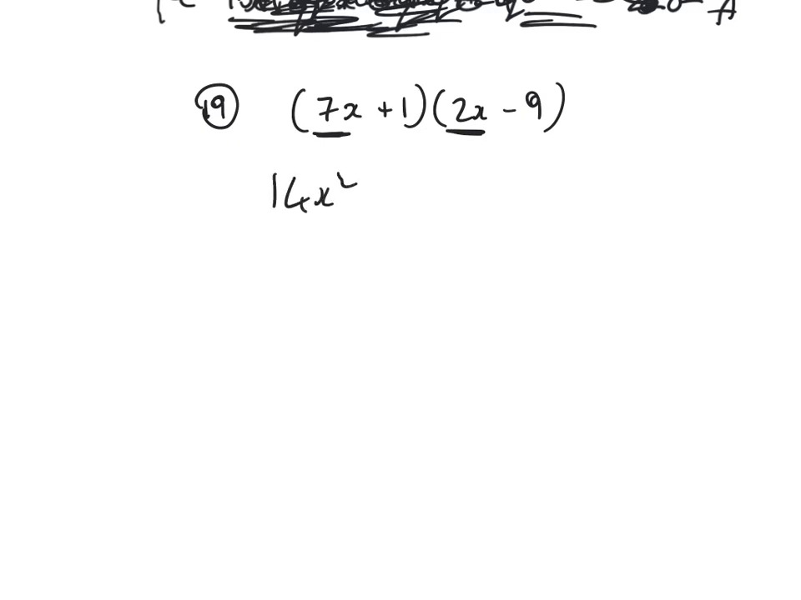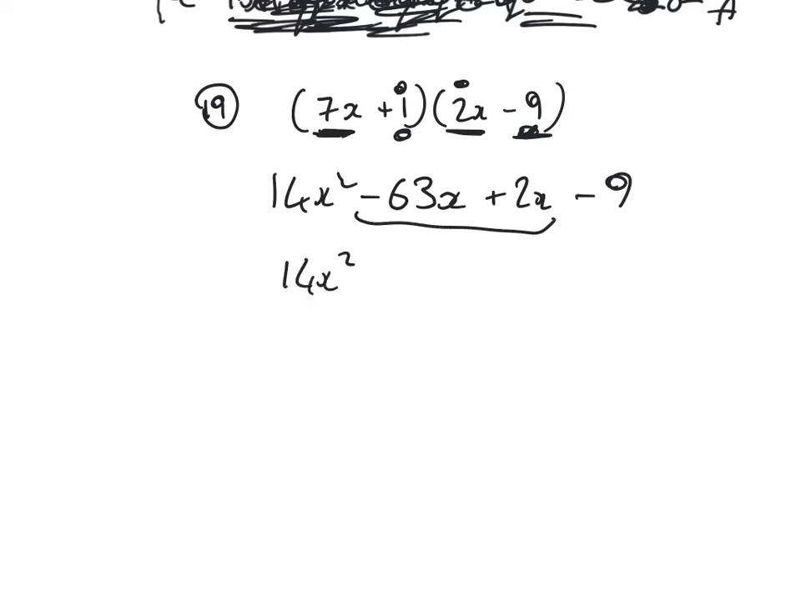Okay, 2 more examples. Example 19, let's go for (7x plus 1)(2x minus 9). Okay, first 7x times 2x is 14x squared. Outsides 7x times minus 9 is, just be careful, that's minus 63x. Insides 1 times 2x is 2x, and then last 1 times minus 9 is minus 9. Tidy up the middle. Minus 63x, and we're going up 2, that will bring us up to minus 61x, minus 9.